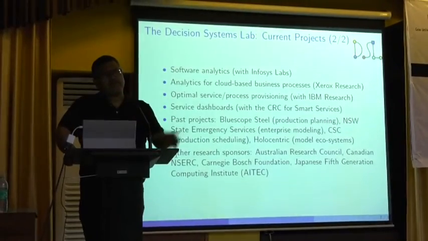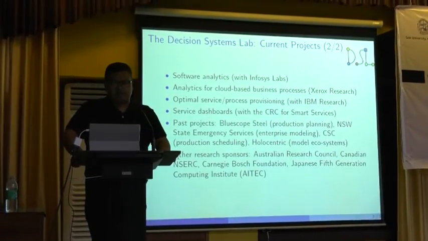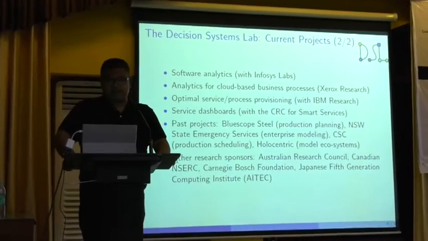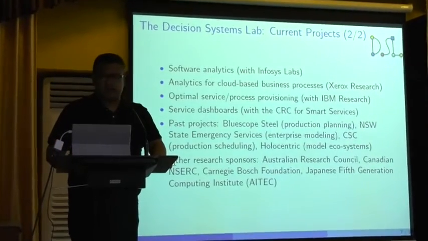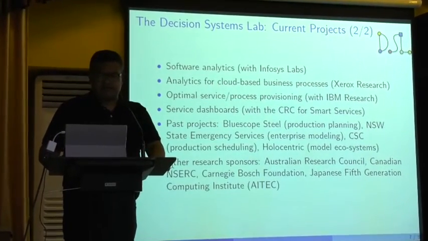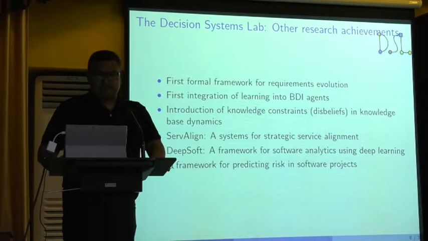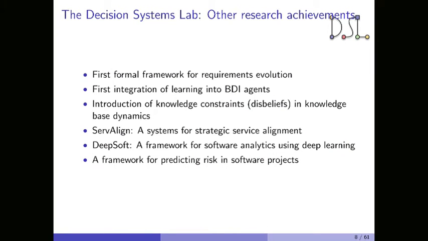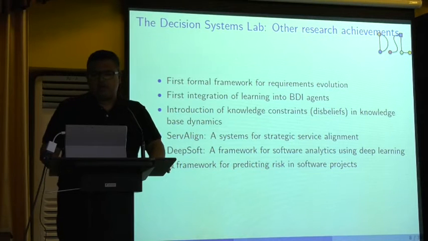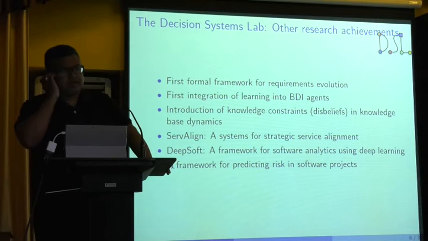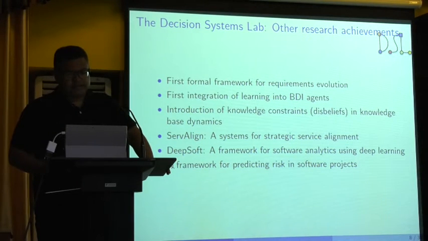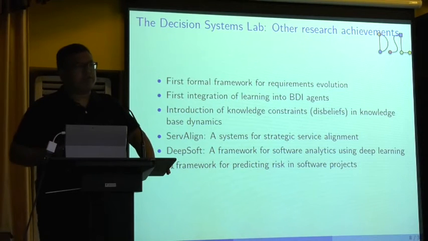In the past, we did a lot of optimization work with local steel plants, with government agencies, and with software vendors. So that's the story of the applied work we did. We did some very interesting formal work in the area of requirements evolution, in the area of learning in agent technology, knowledge-based dynamics, and a few other things that I will talk about, in fact, the last 3 dot points, over the course of these next 6 days.